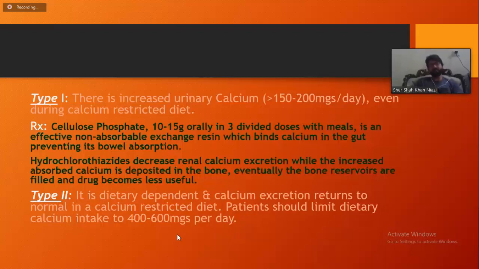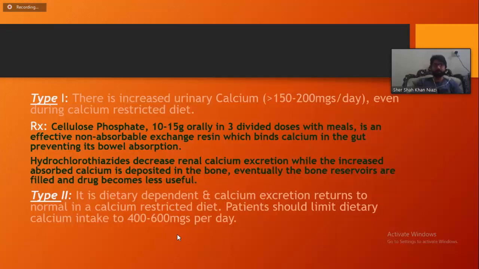In type 2 disease, the condition is dietary dependent and calcium excretion returns to normal on a calcium restricted diet. So patients should limit dietary calcium intake to almost 400 to 600 milligrams per day instead of 1000 milligrams.